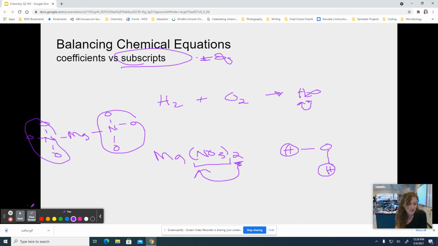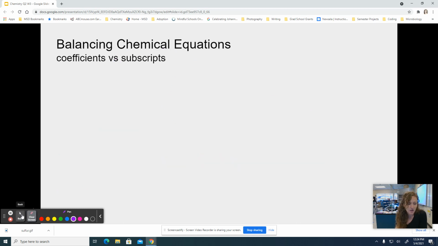Okay, so we know what subscripts are. We know how to deal with them. When we are balancing chemical equations, we are not going to touch the subscripts. The subscripts tell us about bonding. So if you change the subscripts, you're going to change how that bond is formed. We don't want to do that.